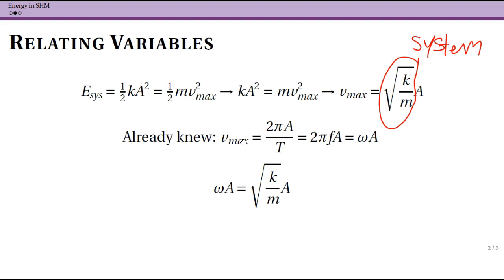So I can now come back and plug in this form. Again, omega is going to be what we use the most mathematically because it just has the fewest terms. We can plug this in for Vmax. You now see that there's an A on each side, so we get to simplify this down.